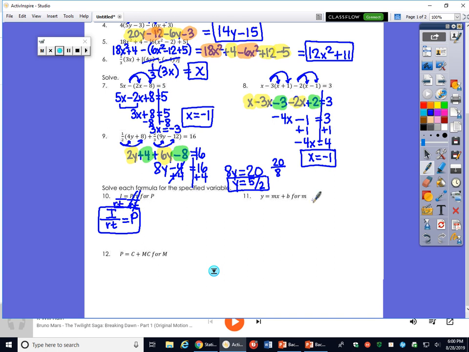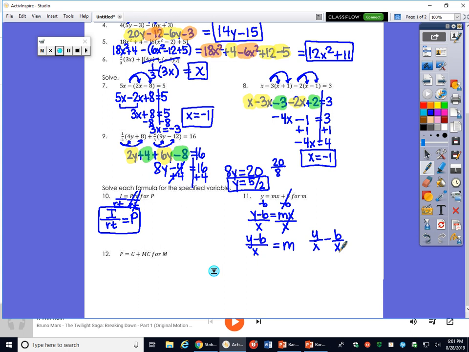If we solve for m over here, we're going to subtract the b first. So this is going to be y minus b equals mx, because this will be canceled. And if I want m, I'm going to divide by x so that I can cancel that out. So we're going to divide by x over here. And you'll get y minus b divided by x. That can also be written as y over x minus b over x. Both of those are the same.